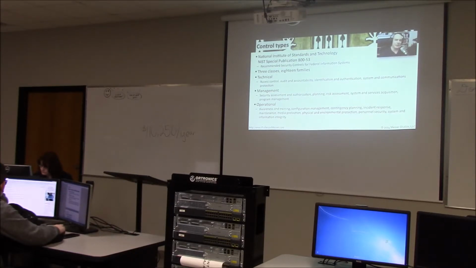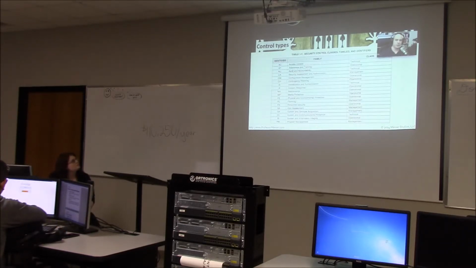And so all three of these classes all work together. You really can't look at just one of them. You have to take into account your technical controls, your management controls, and the operational controls as well. Here's a chart that really does summarize these classes, families, and what they call identifiers for each one of these.